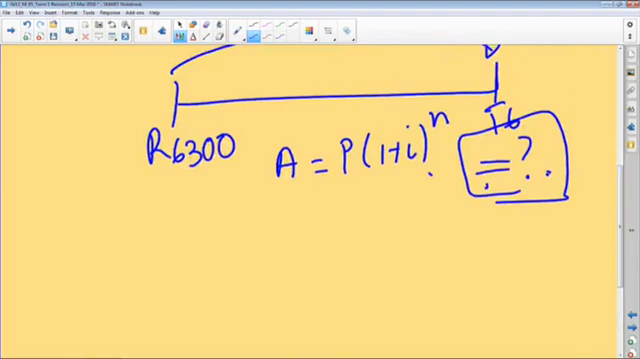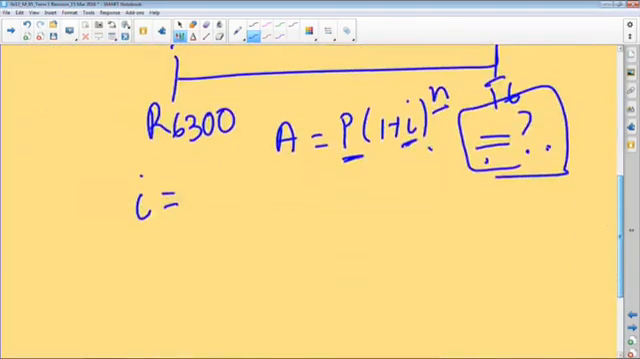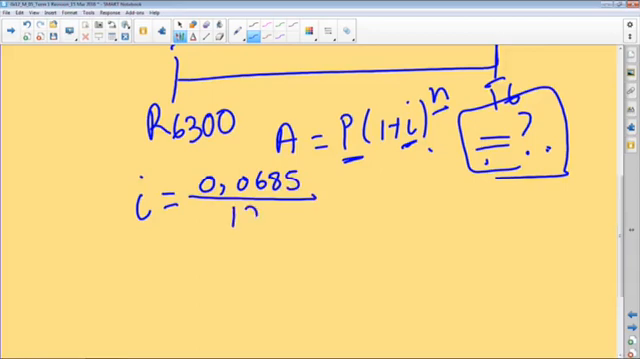We know that we're starting with an initial value of 6,300 Rand. Then remember, your interest rate and your compounding period need to correspond. So because your interest rate was given to you in terms of months, it's 6.85% per annum compounded monthly. So if I want to find out what the monthly rate is, I'm going to say 0.0685. So that's your 6.85%, okay? And then you're going to divide by 12.